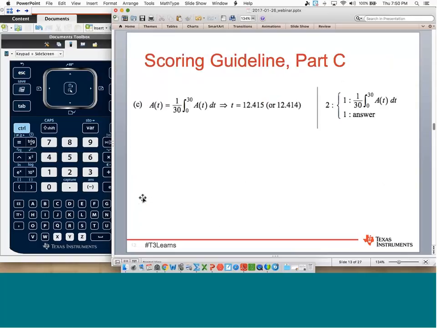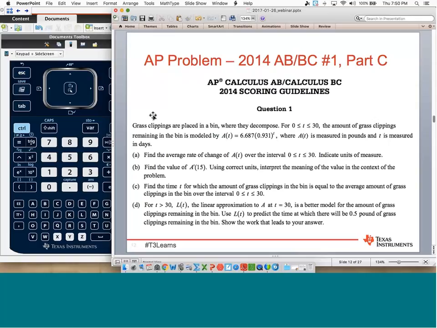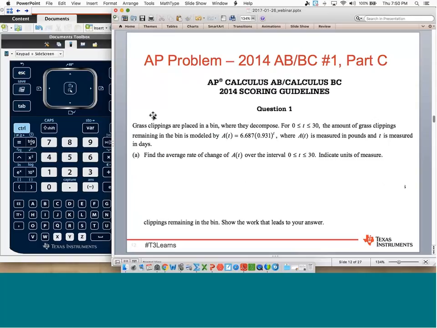And so this is the scoring guideline for this part. Out of the 9 points on an AP open response question, 2 of the points they can earn off of this part. And so we can see we've got our average value function here and what our answer should be, from 0 to 30, which is the time interval.